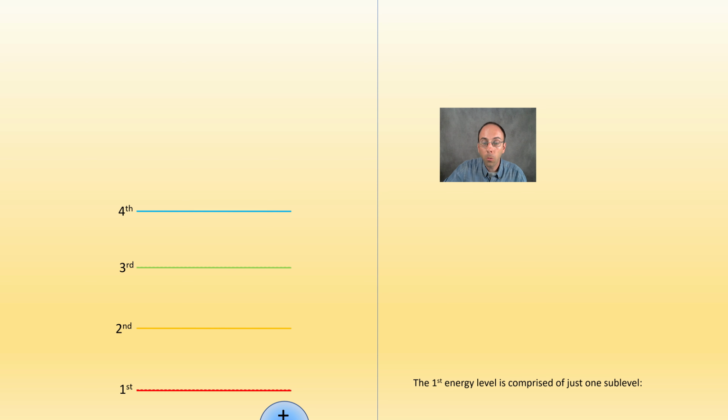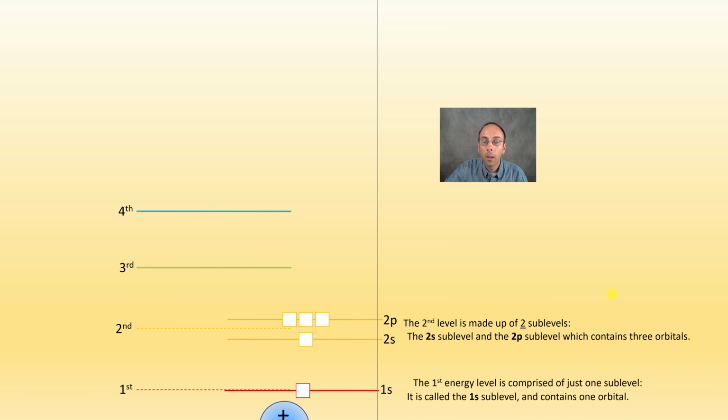Looking at the first one here, the first energy level is comprised of just one sublevel. Then we progress. It's called the 1s sublevel, and it contains only one orbital, and we see that depicted right here. The second level is made up of two sublevels, the 2s sublevel and the 2p sublevel, which contains three orbitals. And we can see that right here with those boxes.